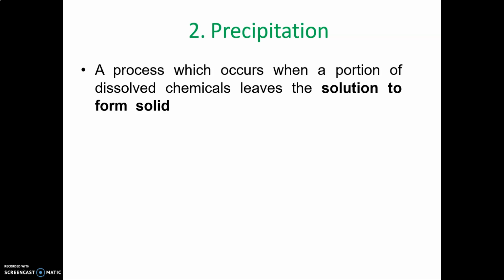Okay, first, what is precipitation? Precipitation is the process which occurs when a portion of dissolved chemicals leave the solution to form a solid. Which means that if you have a liquid sample and you analyze it in dissolved form, you need to convert this chemical, this analyte, into the form of solid by the precipitation process.